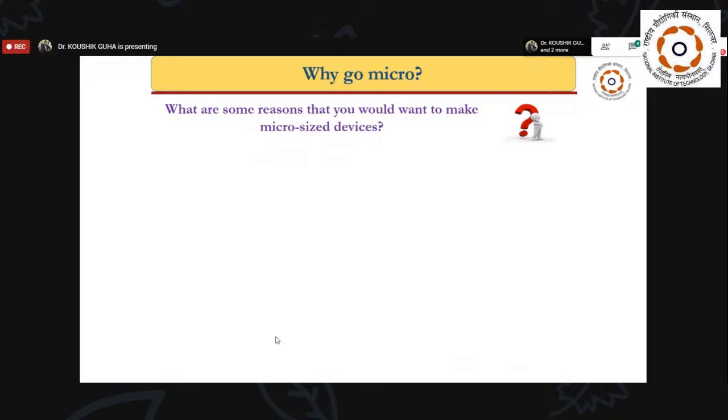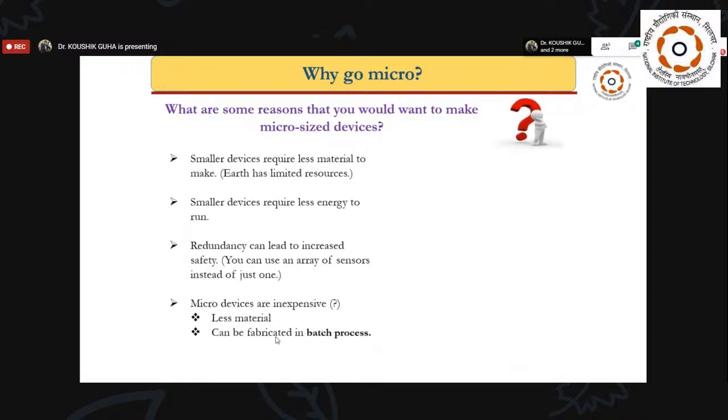Now the question is, why go micro? What are the reasons for going micro? Because macro type of things already existed long back. So why should we move to the micro? Because there are certain advantages. If we move to micro size devices, the smaller devices require less material to make, which is obviously good, because Earth has limited resources. The smaller devices also require less energy to run, because big size devices have a larger power requirement, but small devices have a small power requirement.